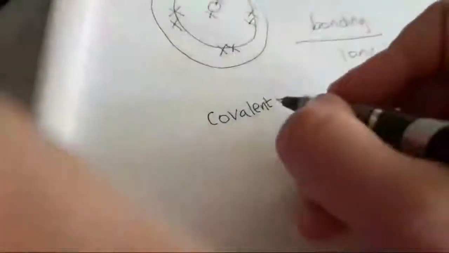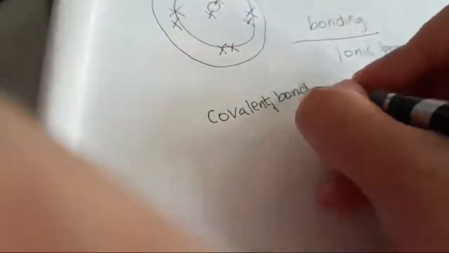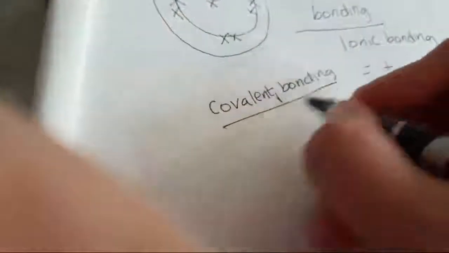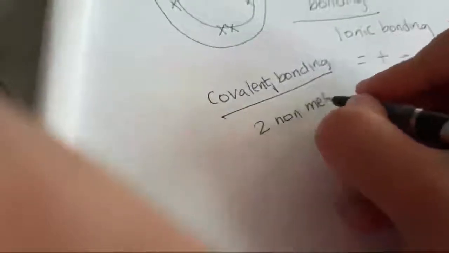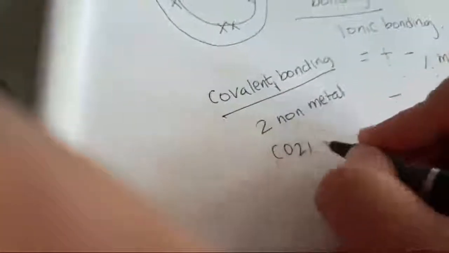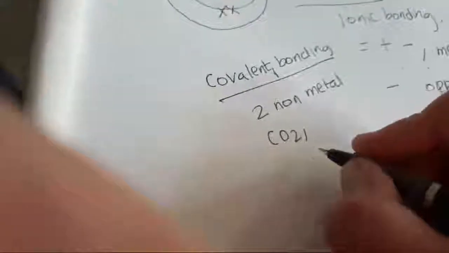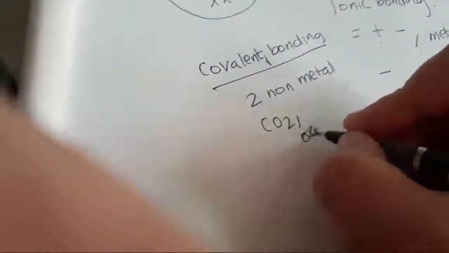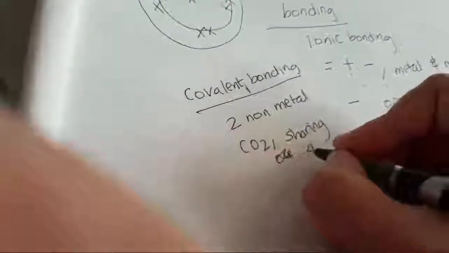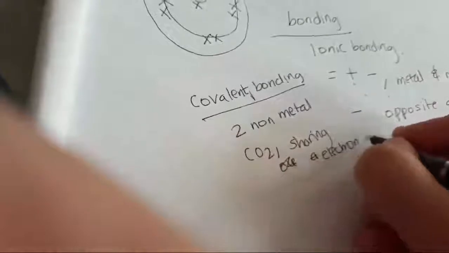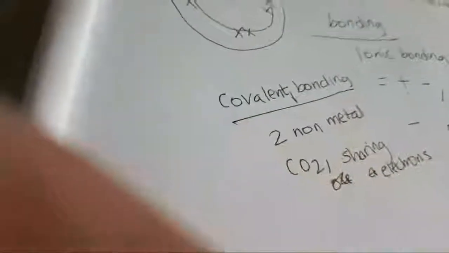Okay, now let's move on to covalent bonding. Sorry, my battery is low, so this will be the last topic. So it's 2 non-metals. Example of that would be carbon dioxide, CO2. So the outer electrons are shared. Another name for covalent bonding is sharing a pair of electrons. And then it forms a bond.